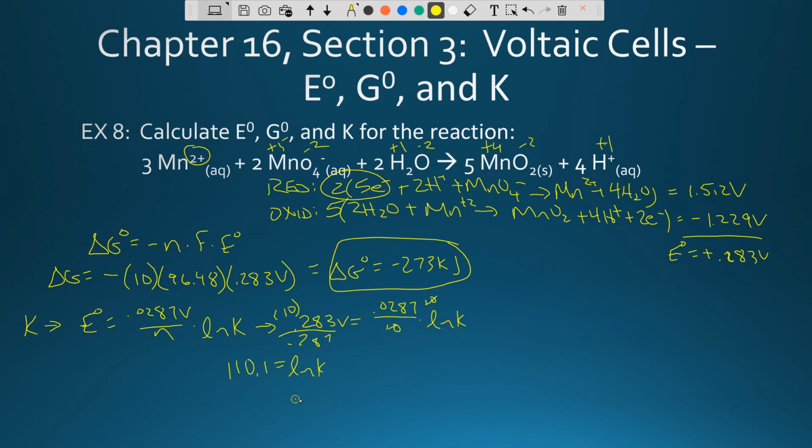Again, how I do this is I take the inverse of the natural log. So I do the inverse of 110.1. I end up with a K value of 6.6 times 10 to the 47. That is definitely a large value of K. So we see pretty straightforward how to solve for those types of things.